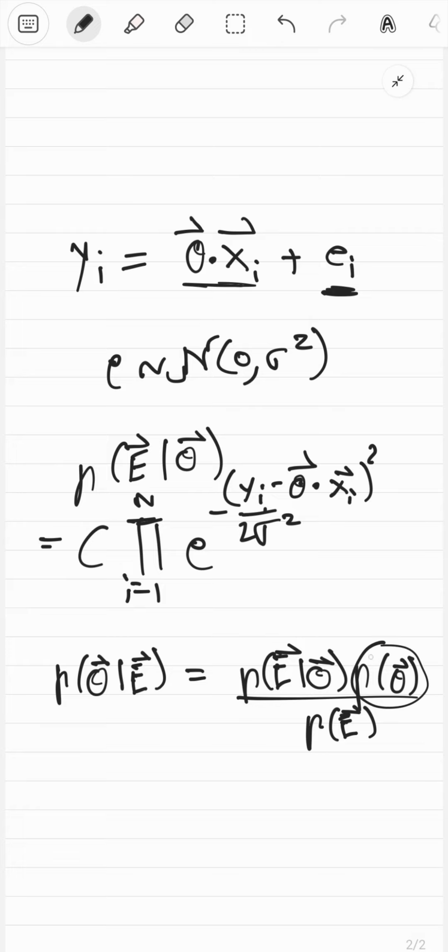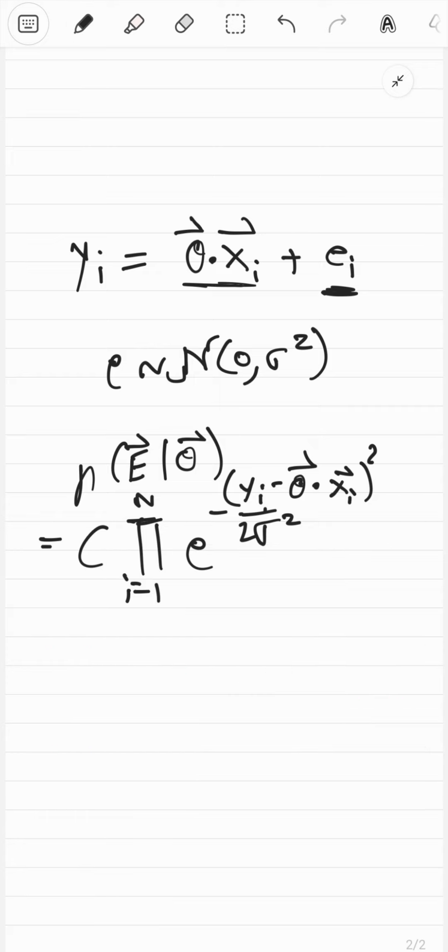But then this term is something that we have to assume. This term is once again something that we sort of assume, and so what we can do is just say that these are some constants that don't depend on theta all that much. So in that case, maximizing this is the same thing as maximizing this thing. And so we just maximize the likelihood.